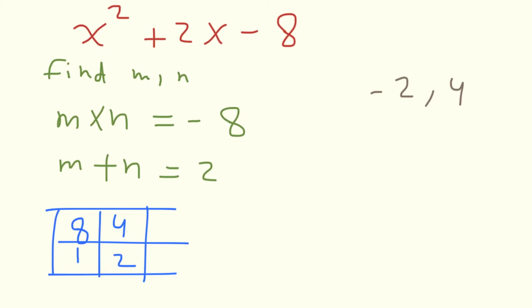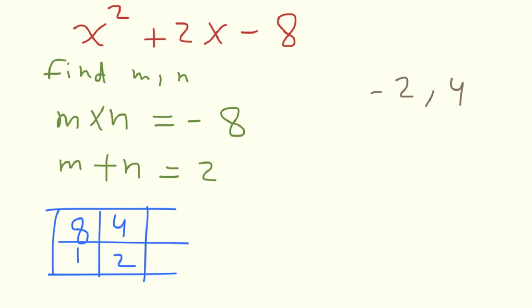So you have to think which ones, when you add them, you get 2. Let's just try. If you choose minus 8 and 1, if you add them, you get minus 7. That's wrong. Try something else. If this is negative, when you add them, you get 7. That's wrong, 7 is not the same as 2. So try something else. What if this is negative? Minus 4 and 2. If you add them, you get minus 2. Is minus 2 the right answer? No, this is not what you have here. So that's also wrong.